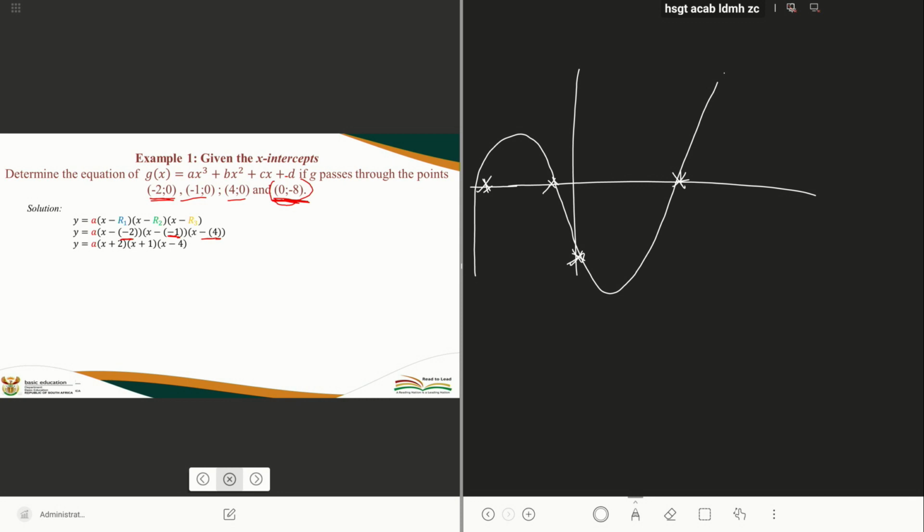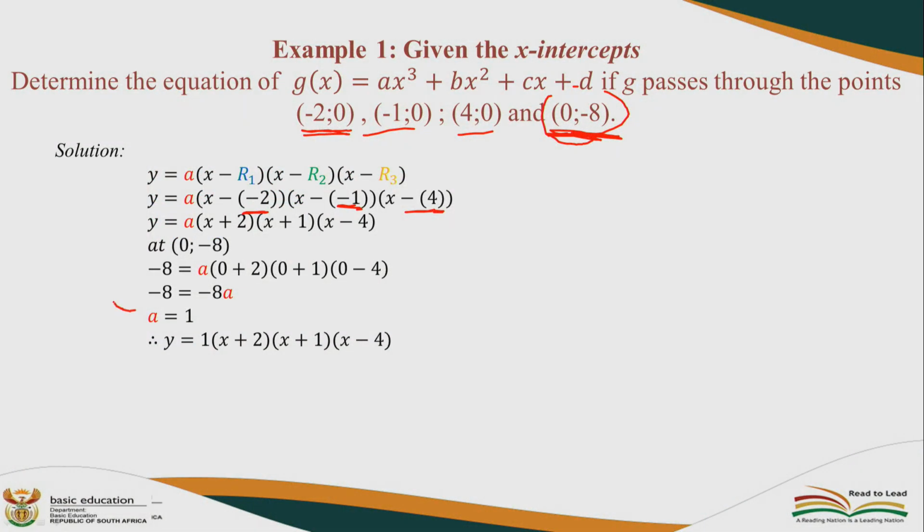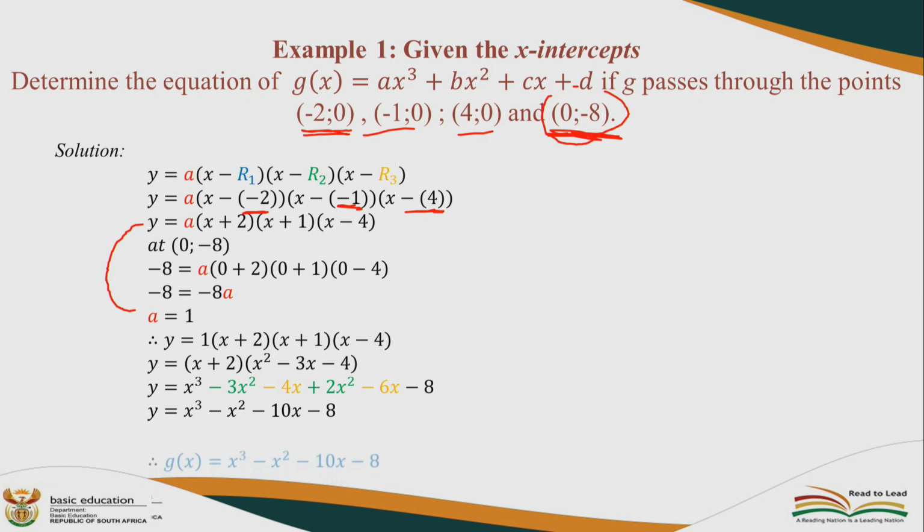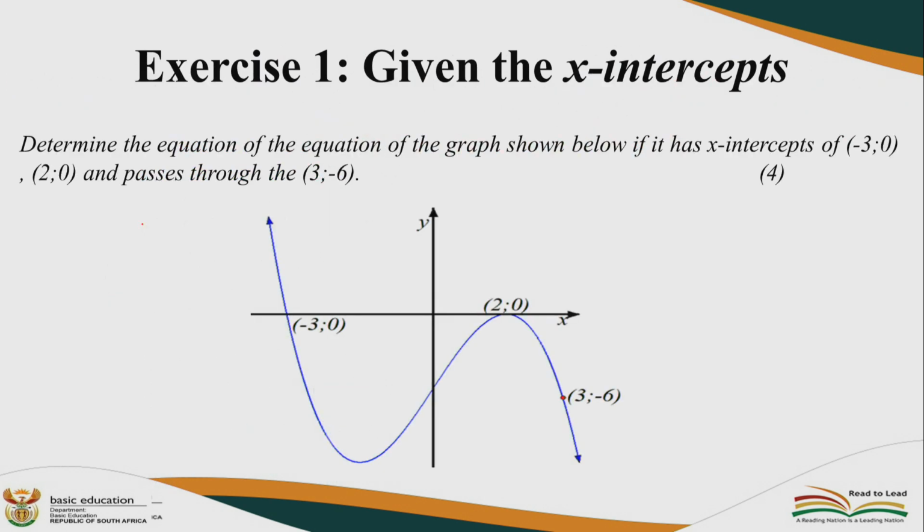So I can get a by substituting any point. I see that at 0 and -8, I substitute there in the place of x and y. Then I get that my a will be equal to 1. I go back now to this point and substitute a as 1. Then remove the brackets carefully, add like terms, and then you get our equation of g(x), like that. Yes. Let's move quickly to this example.